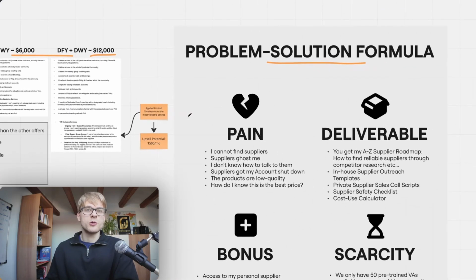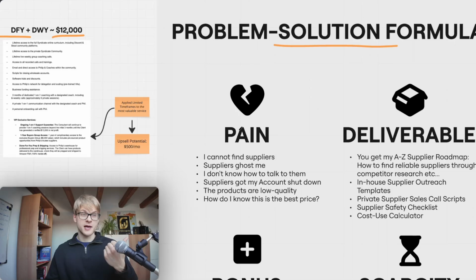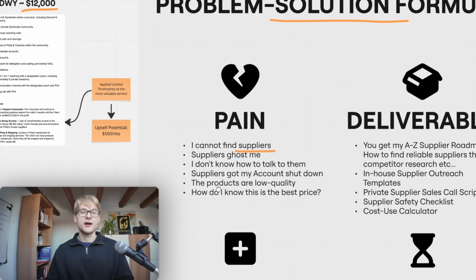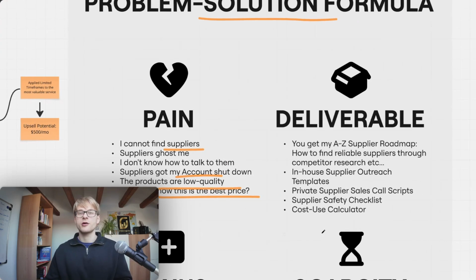But generally, what you want to do is you will always want to start with the pain. What is the main pain point that your audience has? For example, for this Amazon client, right? It was, I cannot find suppliers. Suppliers ghost me. I don't know how to talk to them. Suppliers got my account shut down. The products are low quality. How do I know this is the best price for the product?